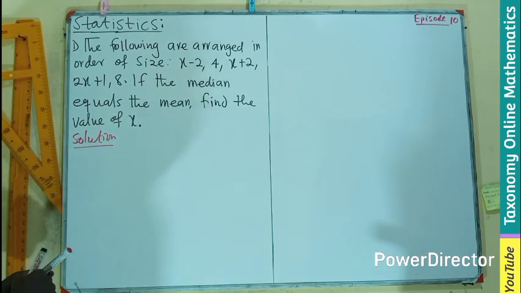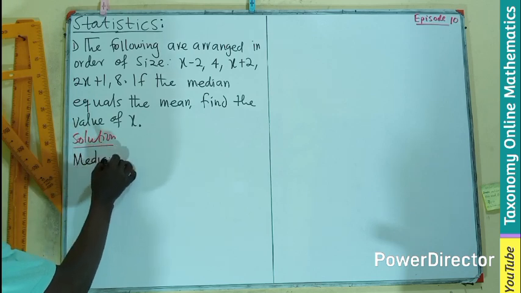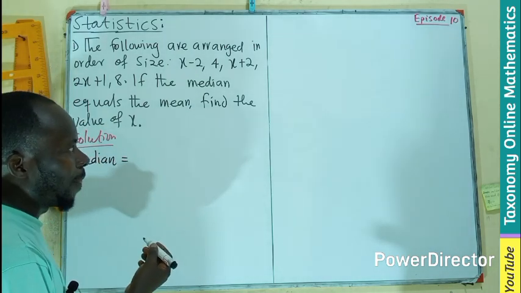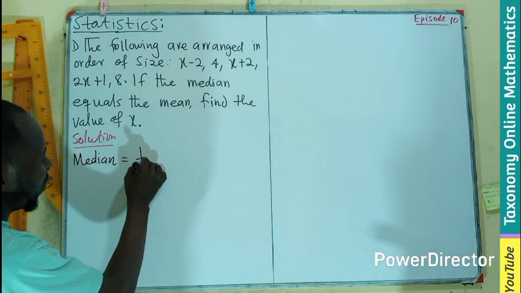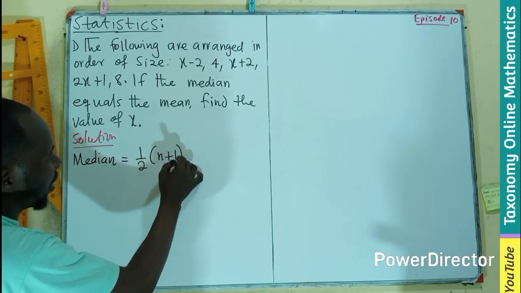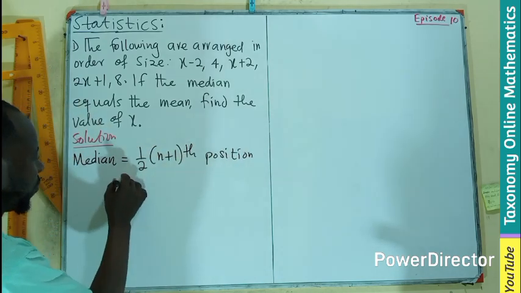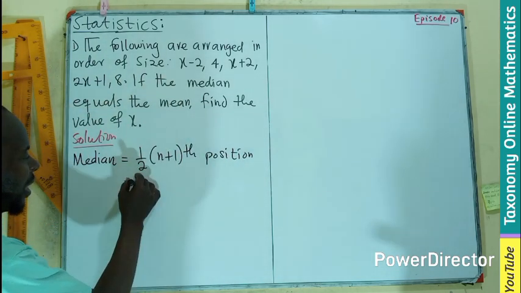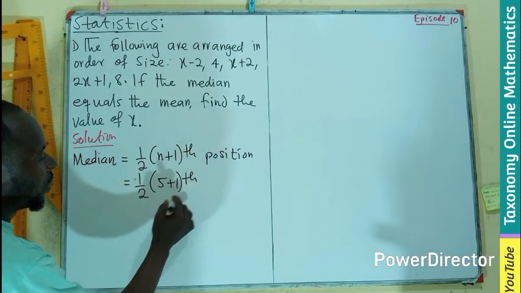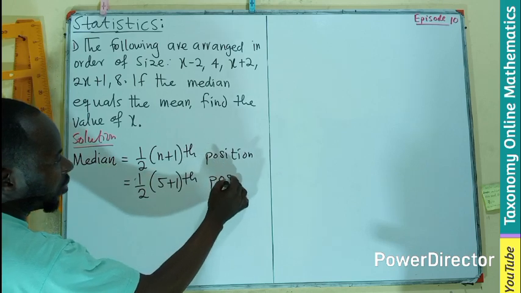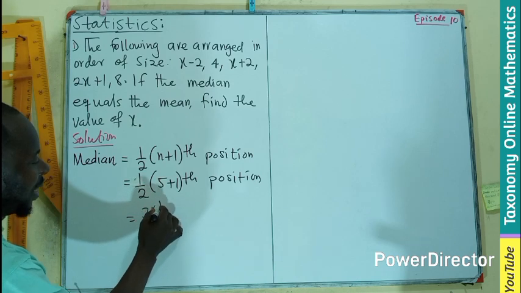Remember, in finding the median, the median equals the middle number. The position is 1 over 2 times n plus 1, where n represents the number of items. That means 1 over 2 times 5 plus 1, which is 6 over 2, so it is the third position.